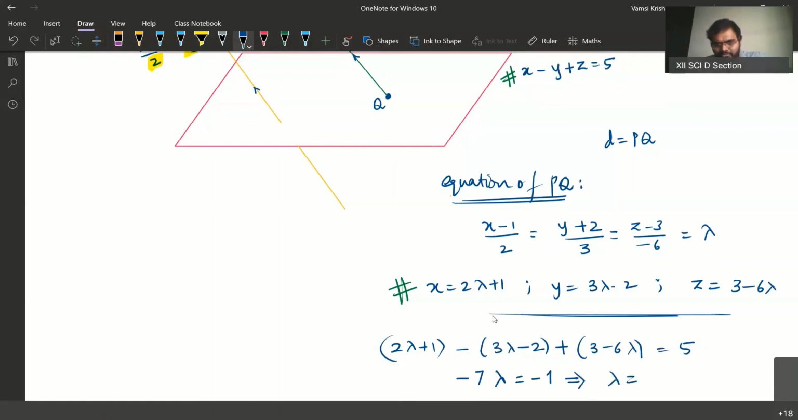Is lambda 1 by 7, students? Please help me out. Is this correct? Help me out with this, students.